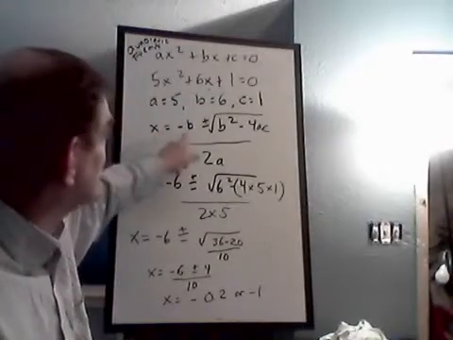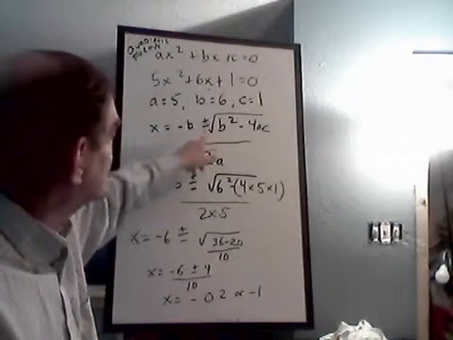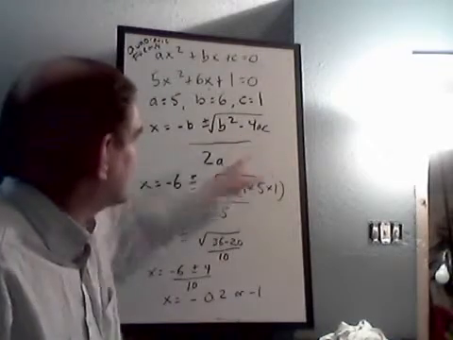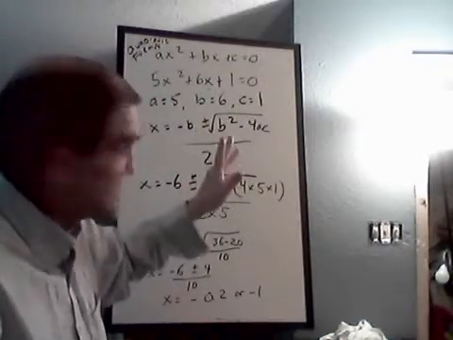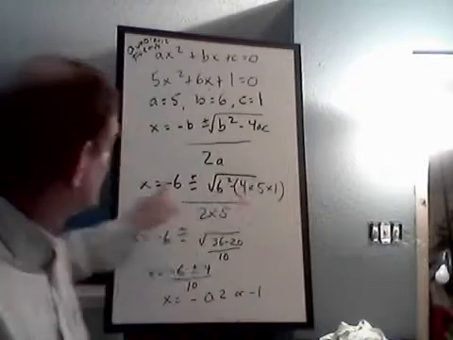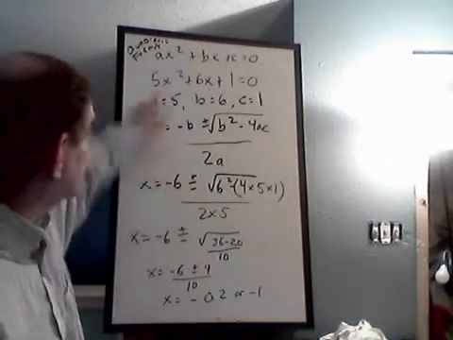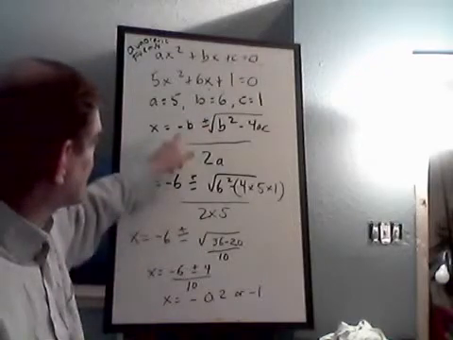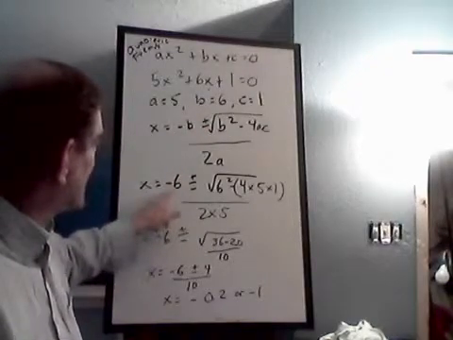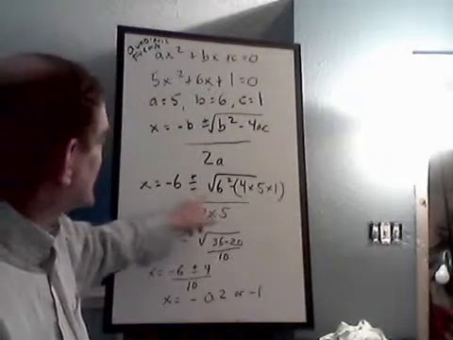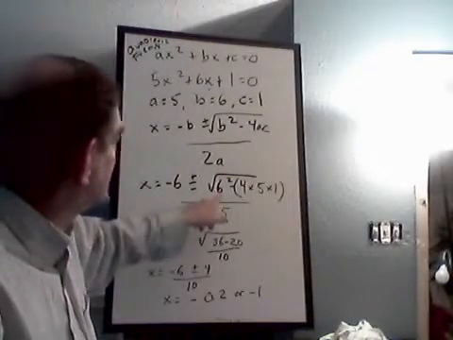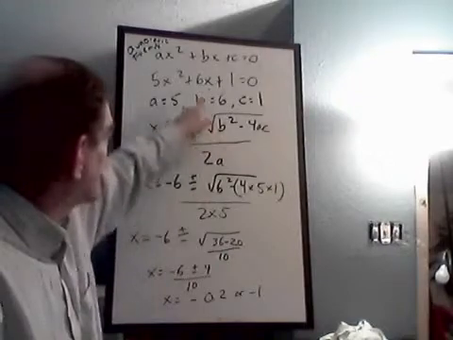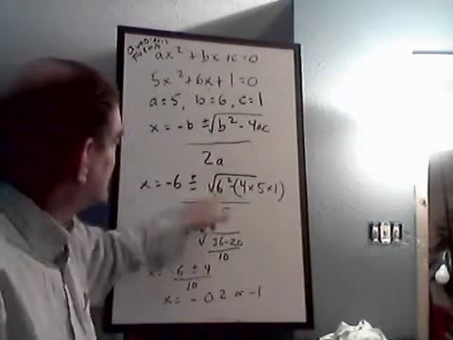x is equal to negative b plus or minus the square root of b squared minus 4ac over 2a. Which means, watch, b equals 6 comes down here. It's negative b. That comes down here. And then plus or minus the square root of 6 squared, which is b squared. See, that's b, 6, b squared.